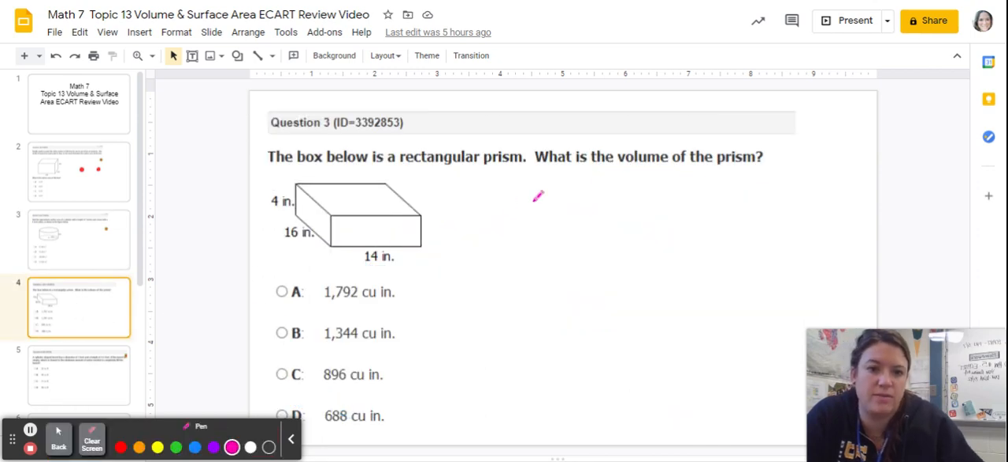Okay, now we are finding the volume of a prism. So if I look up the volume of a prism, why isn't this working?